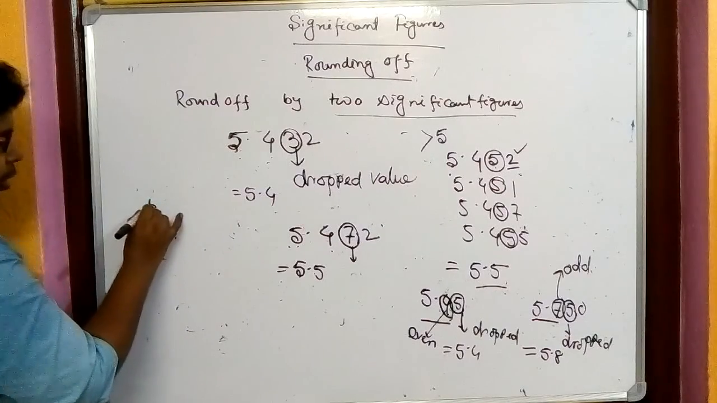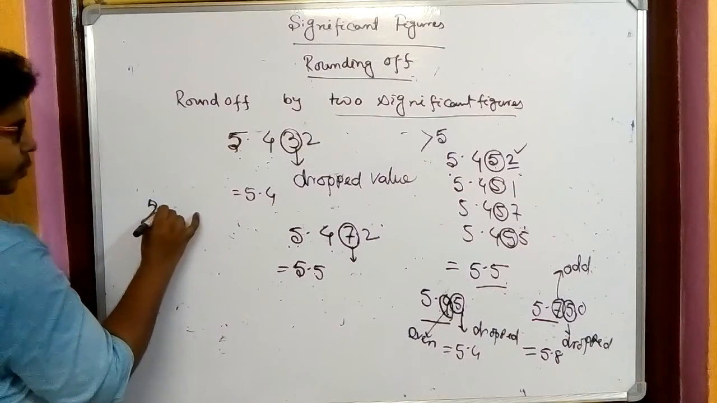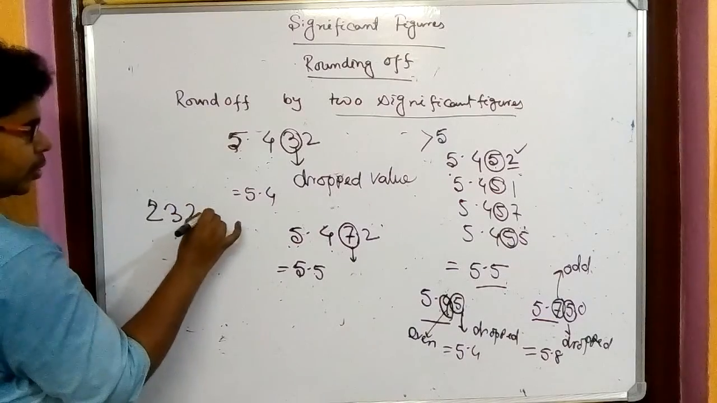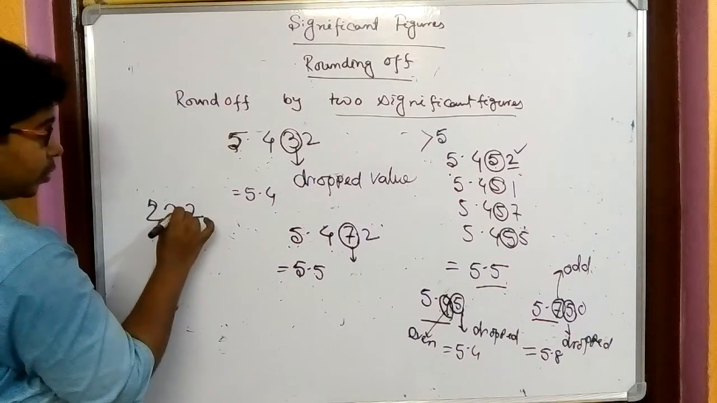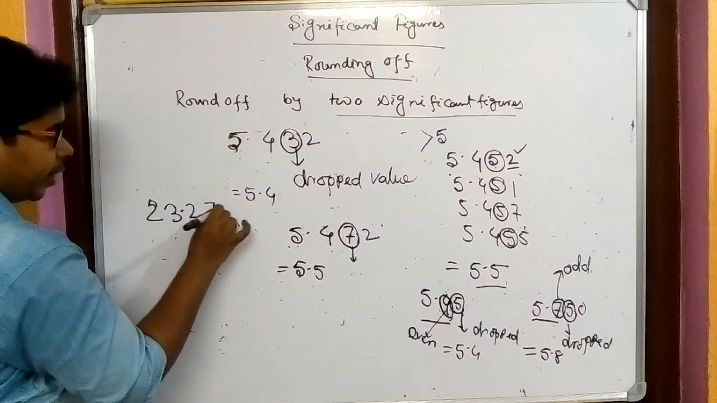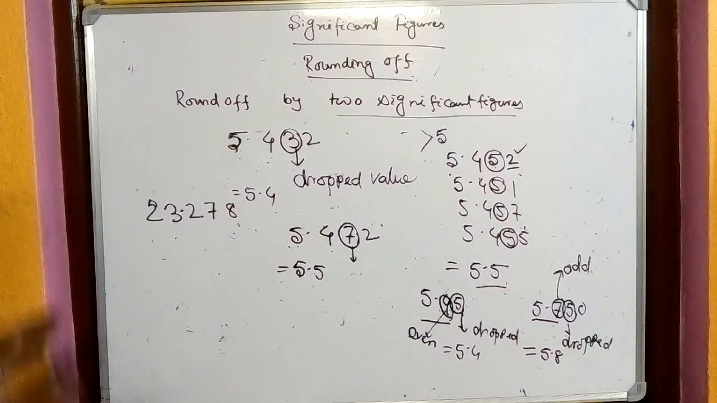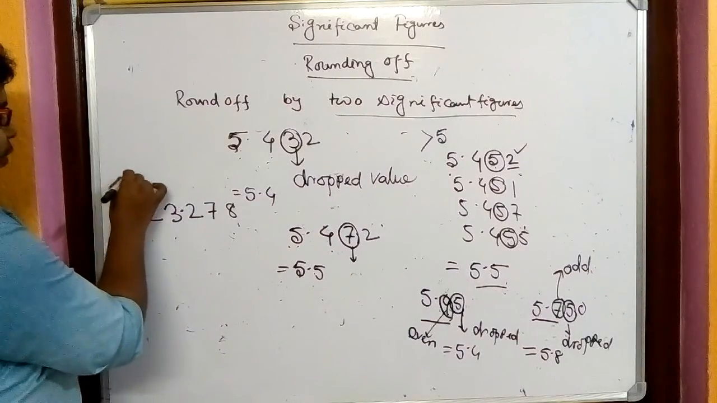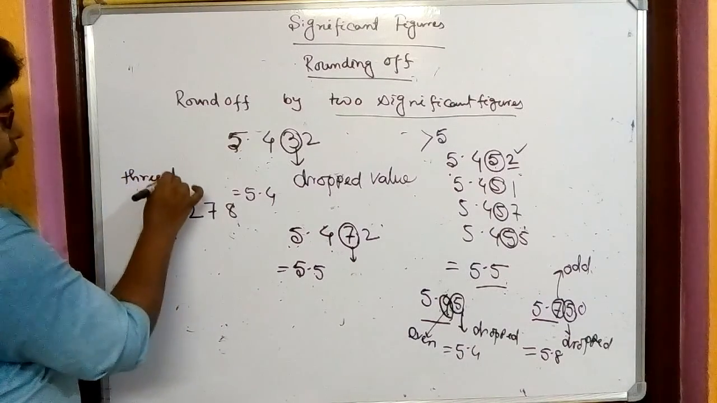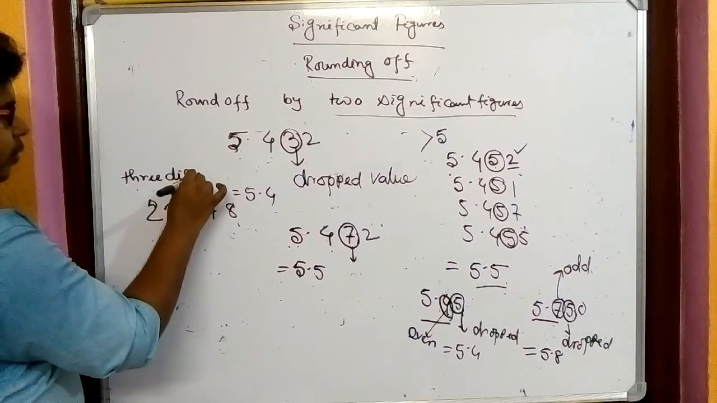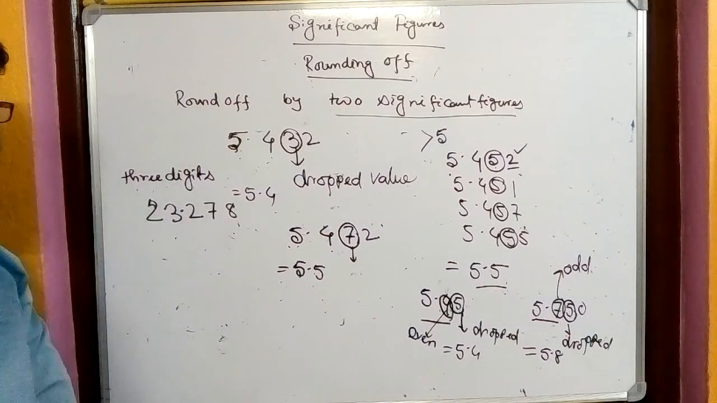So let's do some another questions, then it will be very easier for you. Assume it is coming 23.278. It's the number. In this case, if it is told you have to round up for 3 digits, you have to round up for 3 significant digits.